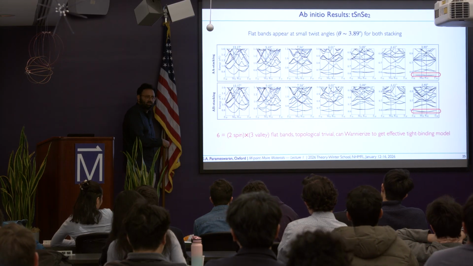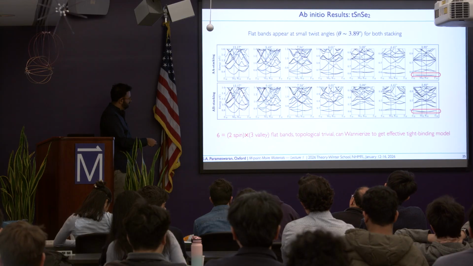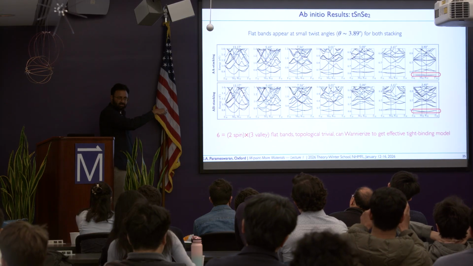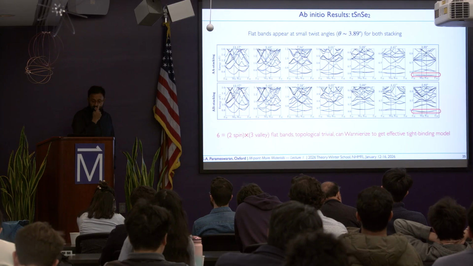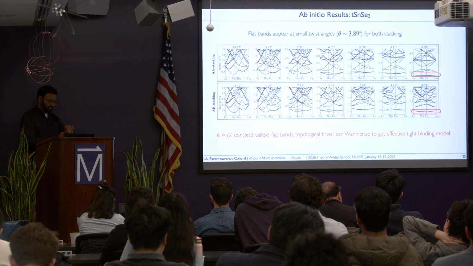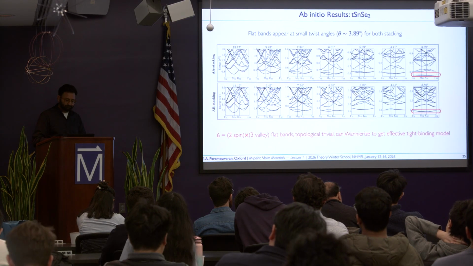And it turns out that spin is a good quantum number, so you have SU(2) spin rotation symmetry. We have the 3 valleys because of the 3 endpoints. They're topologically trivial. And so you can Wannierize these bands to get an effective tight binding description, right? So that's something we can do.